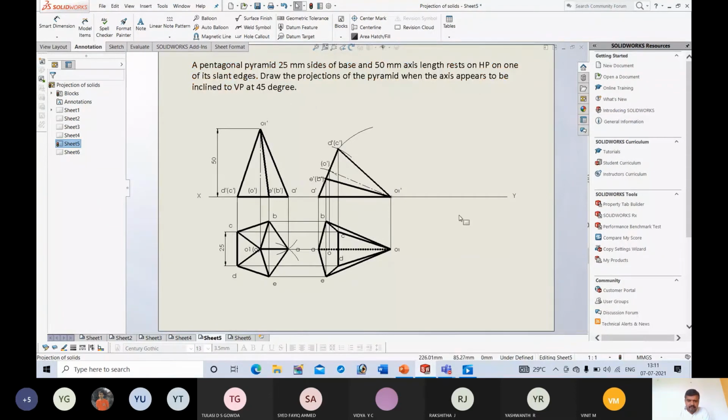Now while drawing the final top view, the beta angle comes into the picture. Whether we should find the beta angle or not: in this case, is it necessary to find the beta angle? Before that, draw the projections of the pyramid when the axis appears to be inclined at 45 degree. Whether this given inclination is true inclination or false inclination.